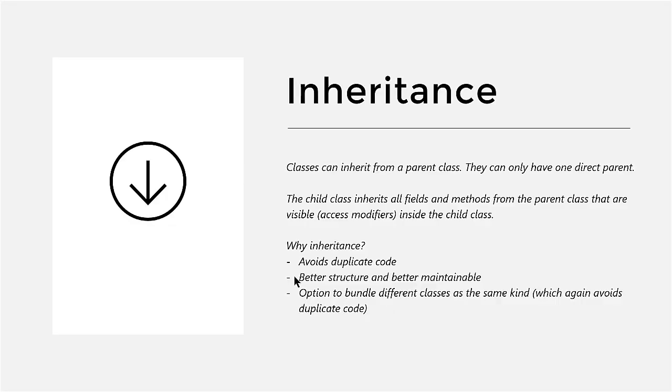Another pillar of OOP is inheritance. And inheritance simply means that one class can be the parent of another class. And when a class is a parent of some other class, the child class inherits its properties and its methods. In Java, classes can only have one direct parent. And the child class inherits all the fields and the methods from the parent class that are accessible or visible inside the child class. So the private fields of the parent, they are not being inherited.